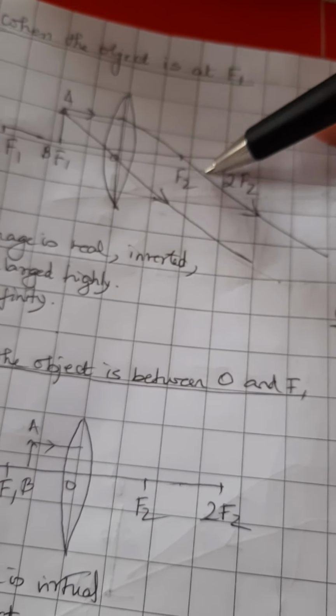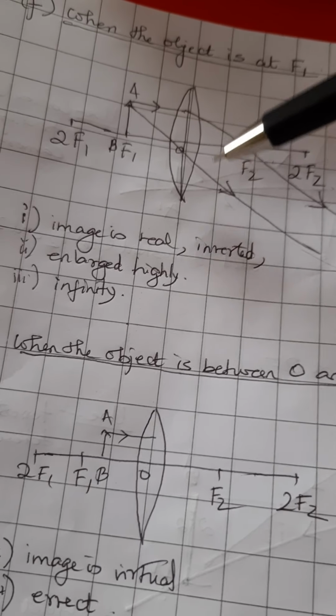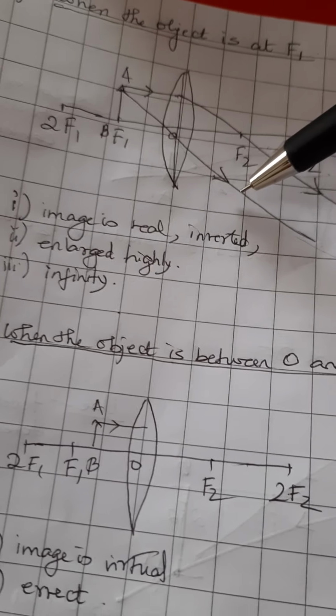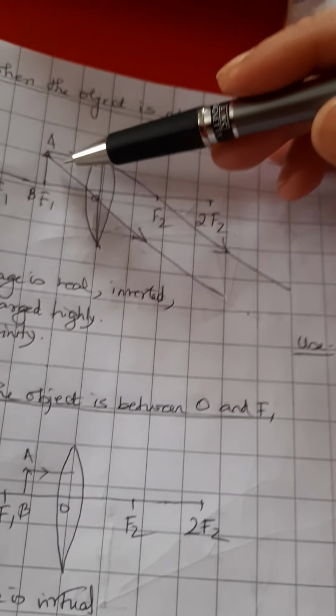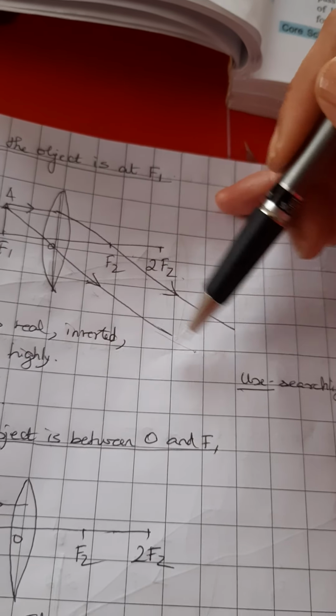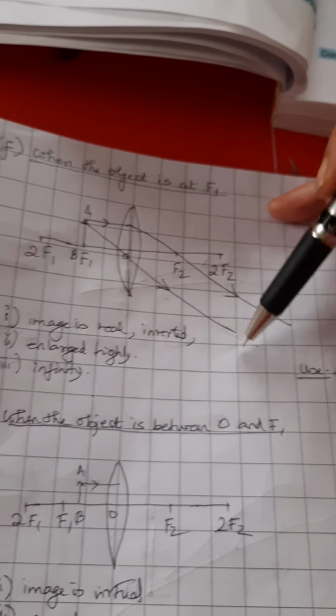Now these two rays do not meet each other. This shows that the image is real and inverted, but highly enlarged, formed at infinity. And this is used in a searchlight when we have light falling through this lens. The light reaches up to infinity, so it is used in a searchlight.